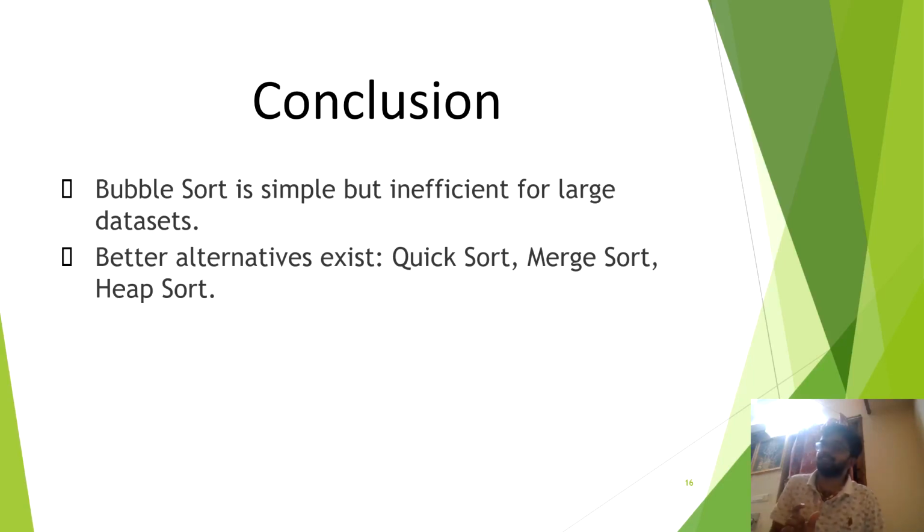We have to do a very large number of passes, and it will be very inefficient for us. For example, if you take some 50 to 60 elements, it is very inefficient and we can't use bubble sort. It is only workable for a small set of elements or an average set of elements. Better alternatives to bubble sort are quicksort, merge sort, heap sort, and also insertion sort and selection sort.